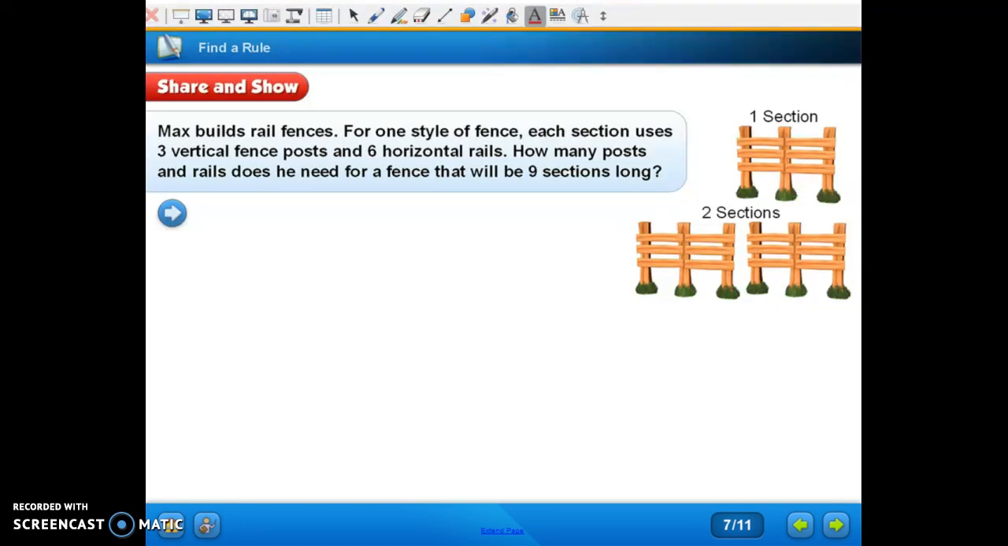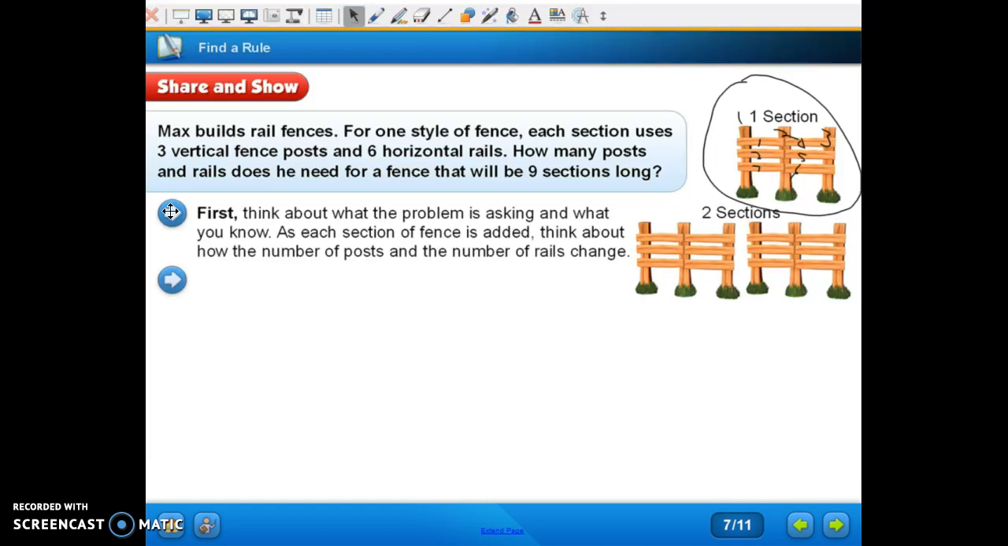Max builds rail fences. For one style fence, each section uses 3 vertical fence posts, these right here, and 6 horizontal rails. How many posts and rails does he need for a fence that will be 9 sections long? So this is a section. He uses 1, 2, 3 vertical and 1, 2, 3, 4, 5, 6 horizontal ones.